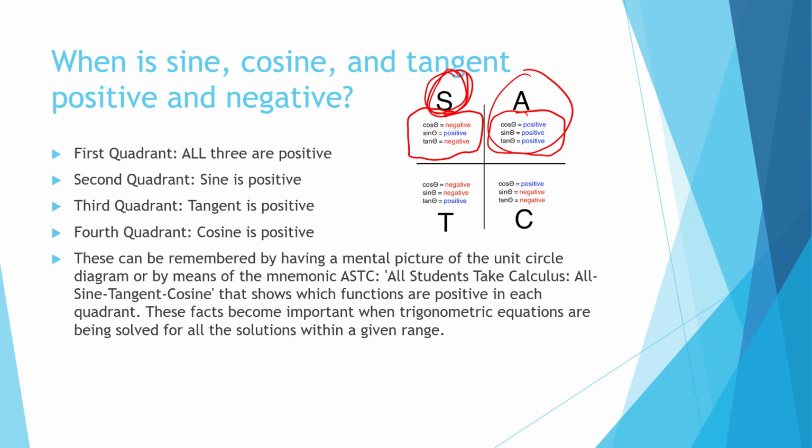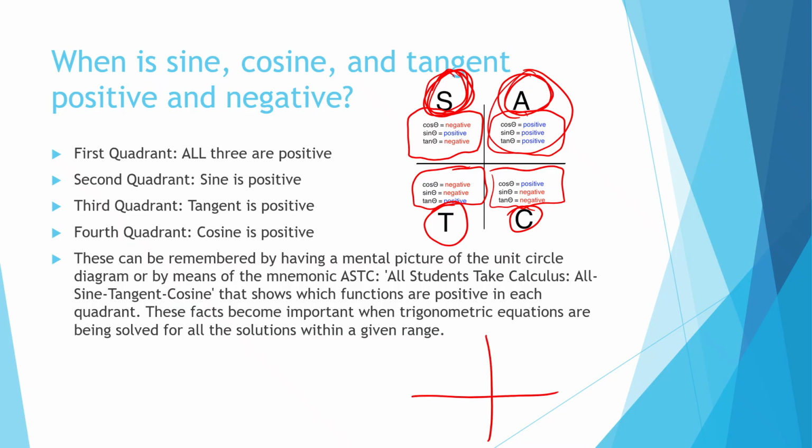So here, only sine, so S. In the first one, all, so A. In the third one, only tangent is positive, so T. And then in the fourth one, only cosine is positive, so C. So this is an acronym where it tells you which trig functions are positive in each quadrant. And the way I remember it is going from quadrant 1, 2, 3, and 4. All students take calculus.